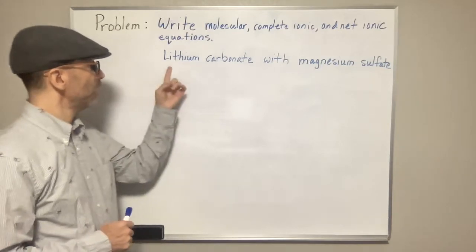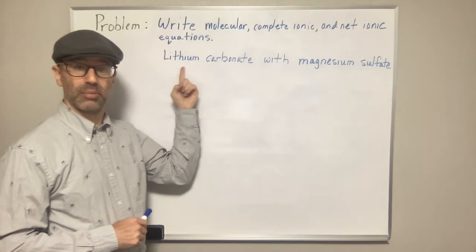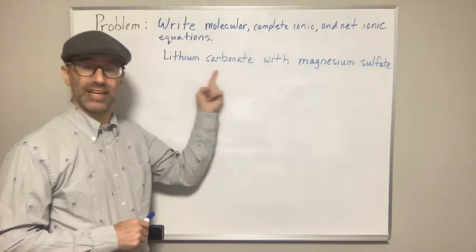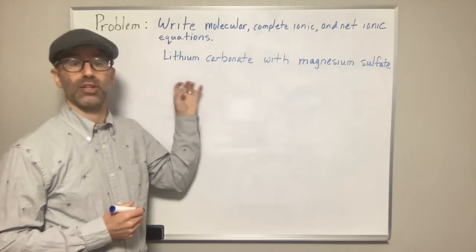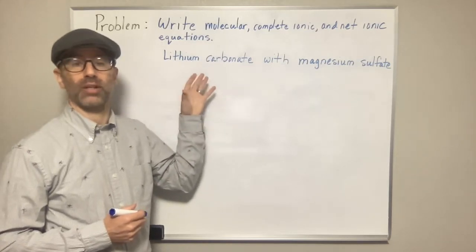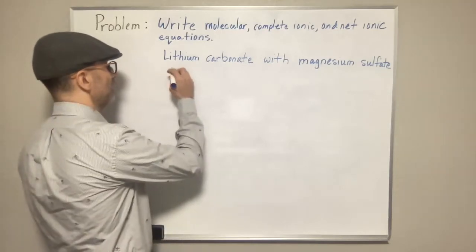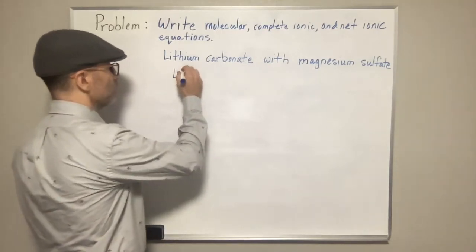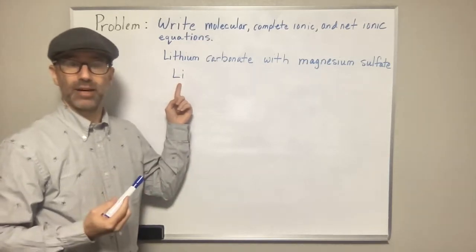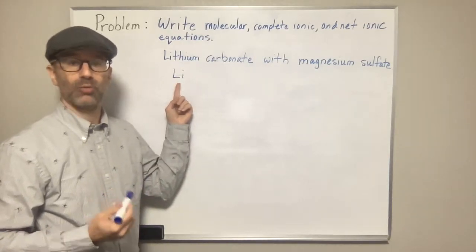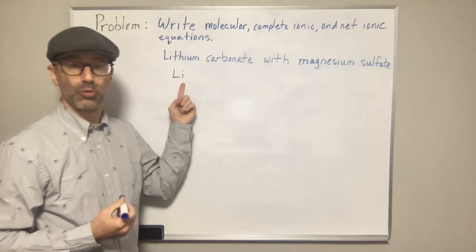Okay, so here the name gives you the two ions. You have the lithium and the carbonate ions together. So we need to know the formula. We need to know the symbol of the ion as well as the charge. So lithium, that would be Li, and lithium has to have a positive charge of 1. We know it's a lithium plus 1 charge because it's in group 1.